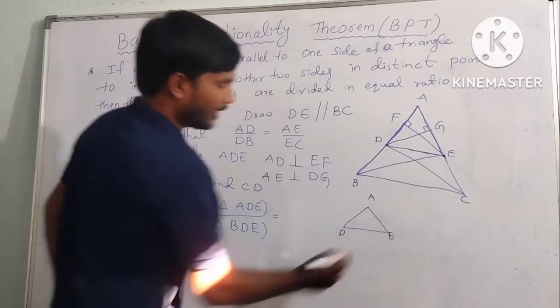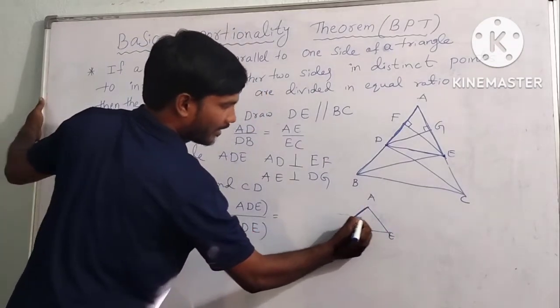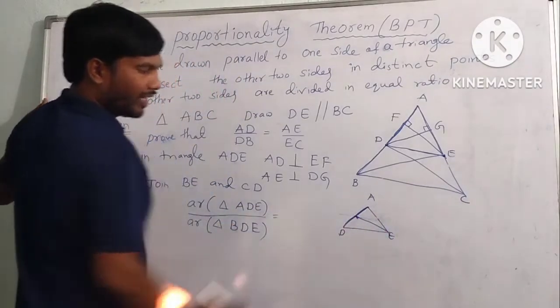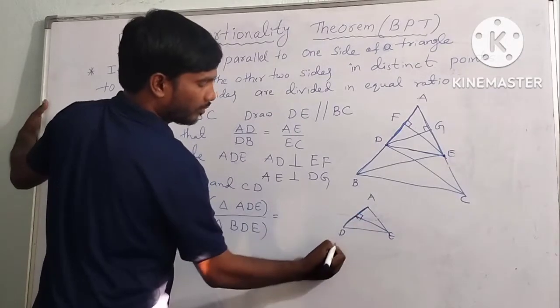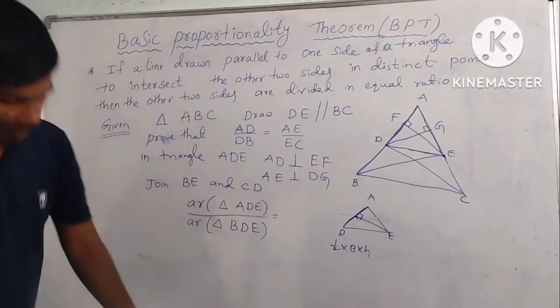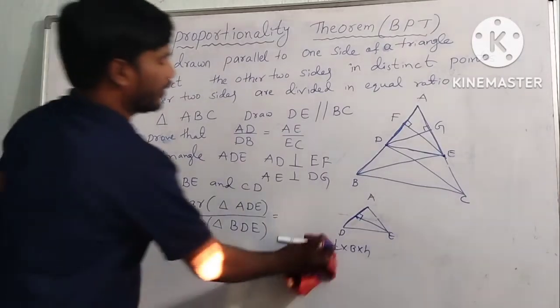In this ADE triangle, base is there, height is there. So when you have base and height, what is the formula? Half into base into height. Take that half into base into height formula here.